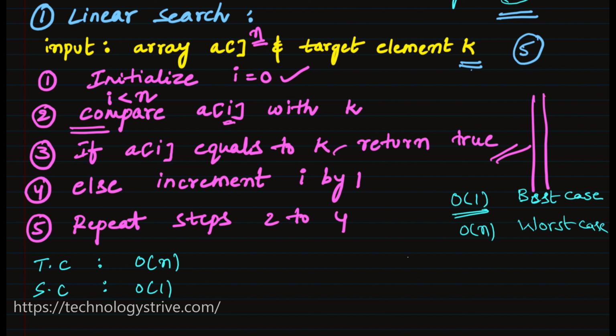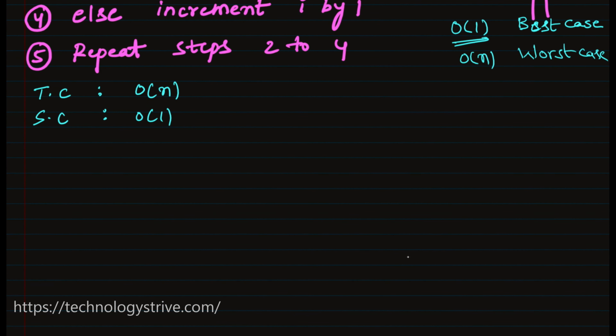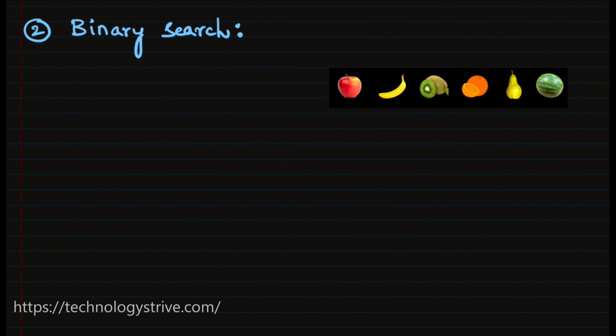Now let's see a different algorithm, which is called binary search. To understand the binary search algorithm, again we'll pick the same example, which is searching for orange in a given set of fruits. If you notice, these fruits are actually arranged in alphabetic order of their names. Apple starts with A, banana starts with B, kiwi, K, orange, pear, and watermelon. You are given a hint that the fruits are arranged in alphabetic order of their names. And our task is to find orange.